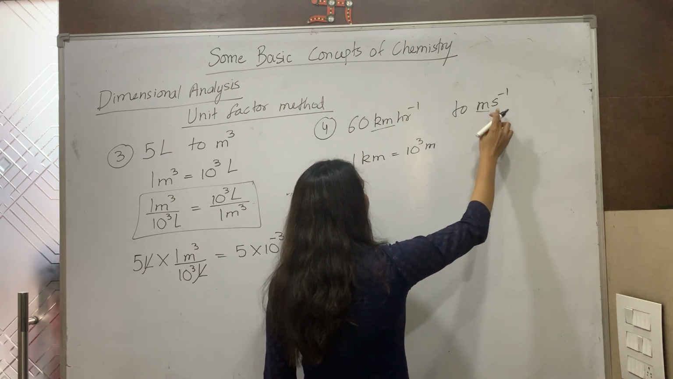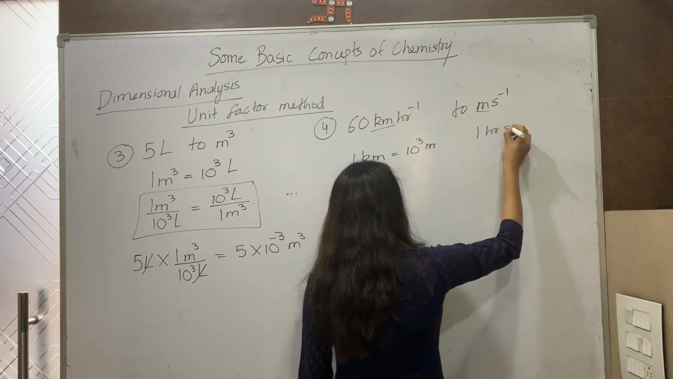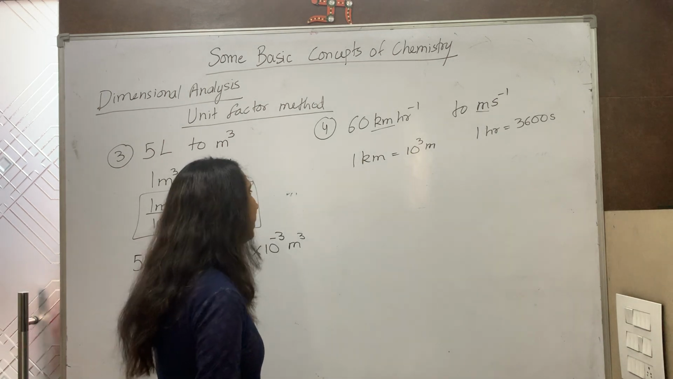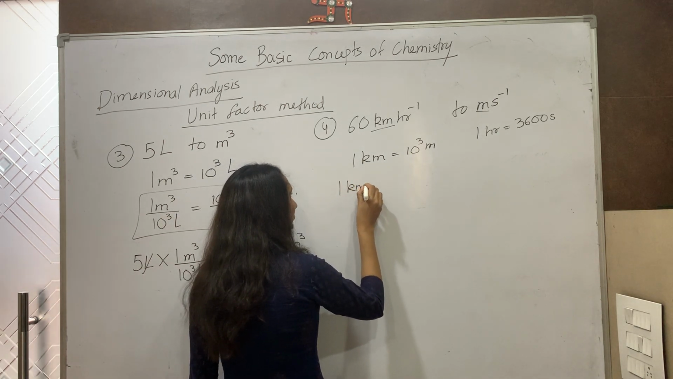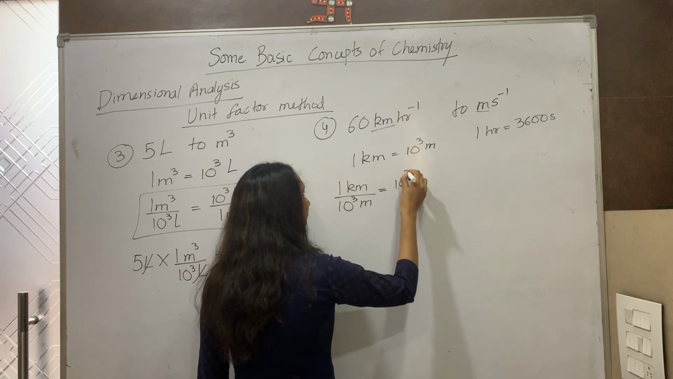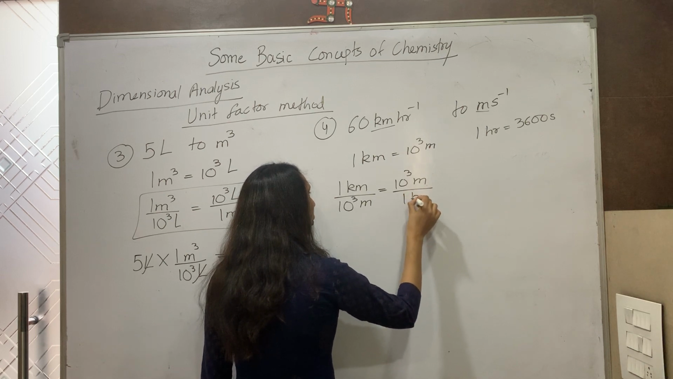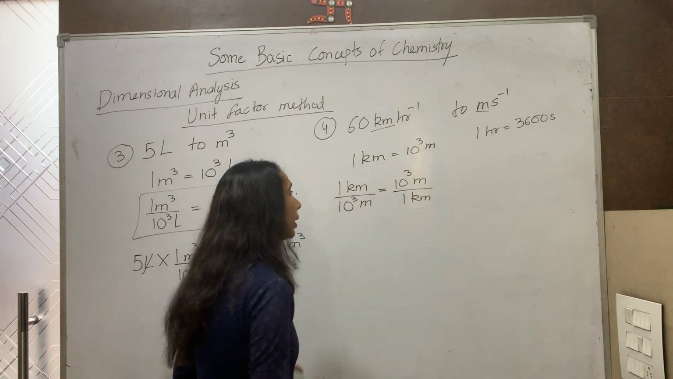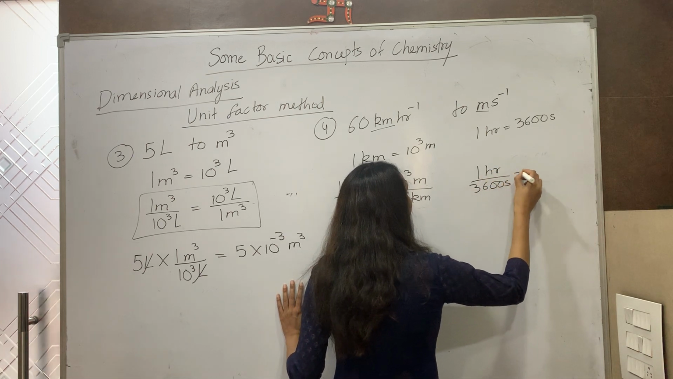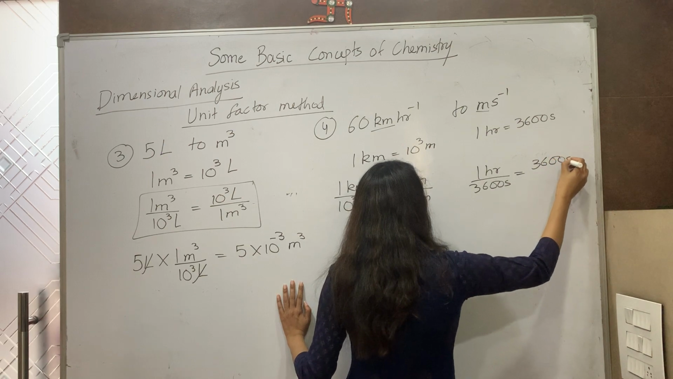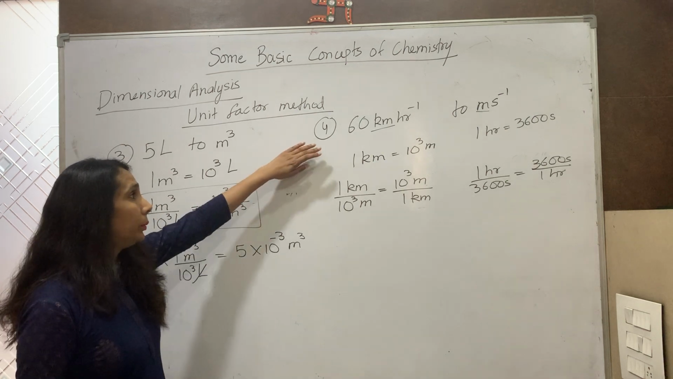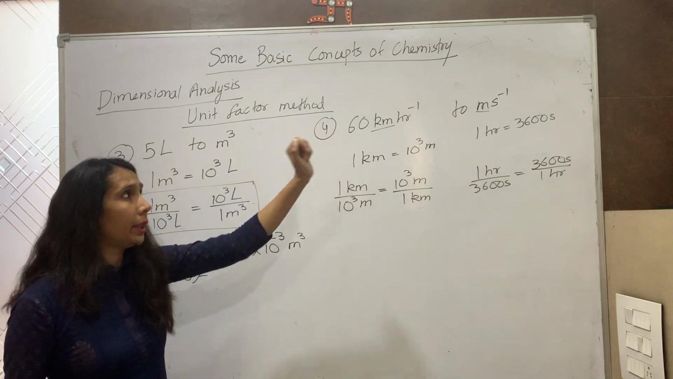And another relationship between hour and second. 1 hour is equal to 3600 seconds. You can make the unit factors for both of them. 1 kilometer upon 10 to the power 3 meter is equal to 10 to the power 3 meter upon 1 kilometer. 1 hour upon 3600 second is equal to 3600 second upon 1 hour. Now, I will be converting this unit into that.